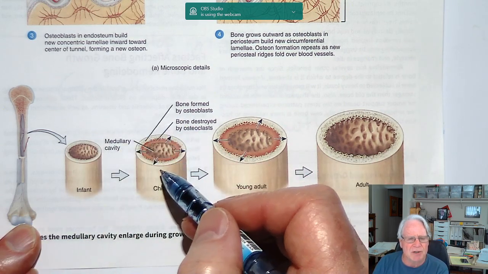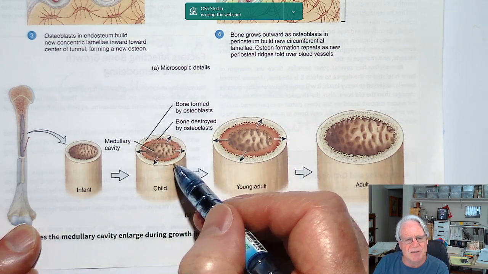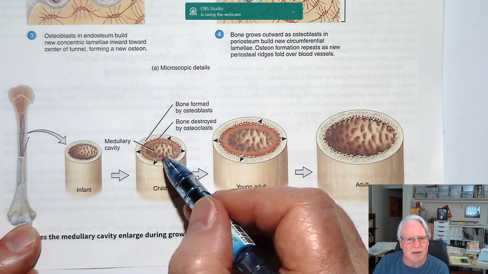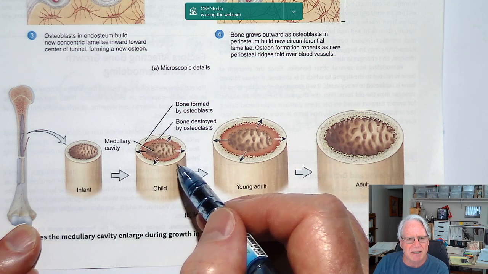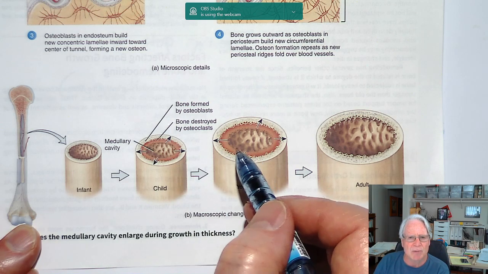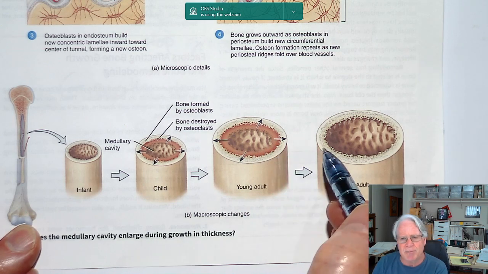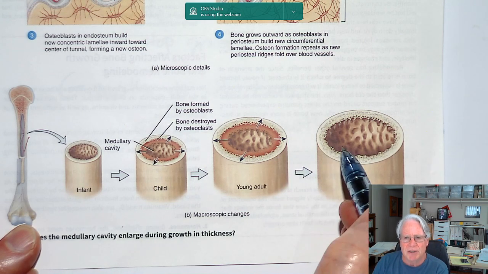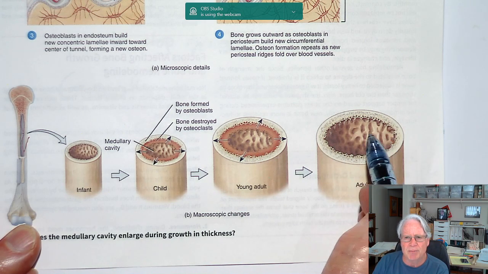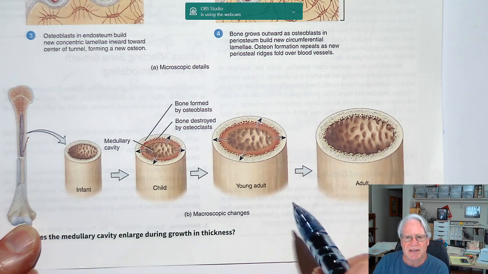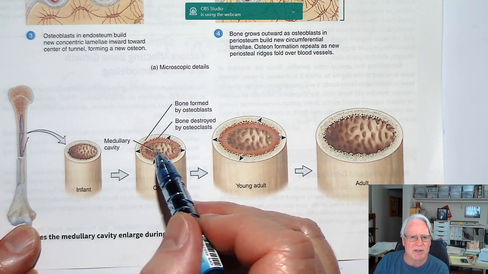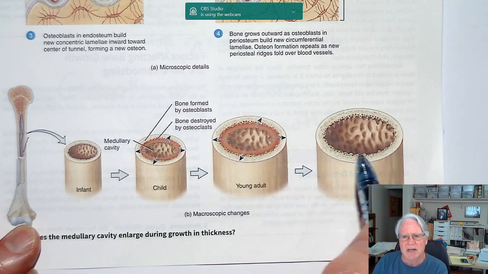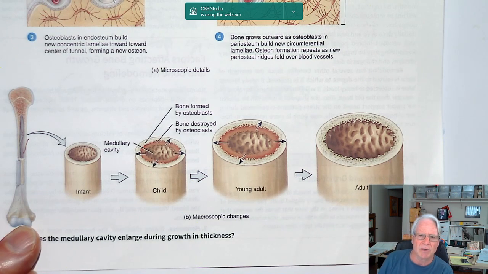So what we're going to do is add material to the outside of the bone and take away material from the inside of the bone. Adding to the outside is going to be a little bit ahead of and a little bit more than the removal of material. So you end up with a thicker wall, but you also end up with a bigger medullary cavity at the same time. So it is a process of adding material to the outside, removing it on the inside until you finally reach a thickness that is commensurate with being an adult. Okay.